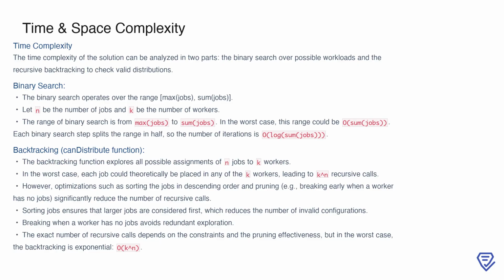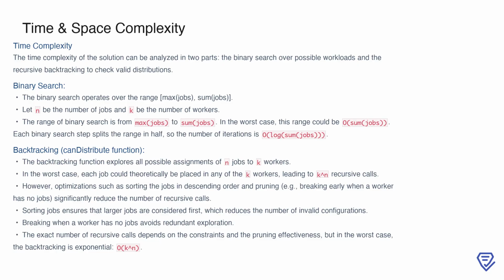To analyze the time complexity of this solution, we break it into 2 parts: the binary search over possible workloads and the recursive backtracking used to verify whether a workload distribution is valid. First, the binary search operates over the range between the maximum job size and the sum of all job sizes. For n jobs and k workers, this range is at most O(sum(jobs)). Each step of the binary search splits the range in half, resulting in O(log(sum(jobs))) iterations.